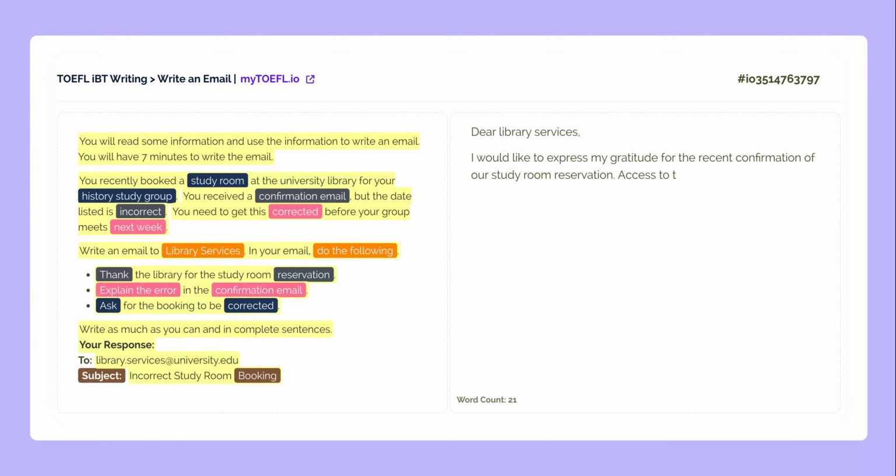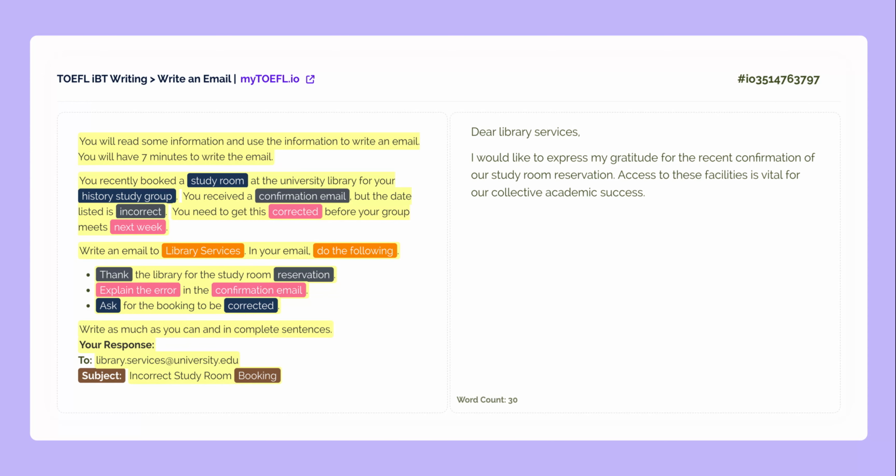Access to these facilities is vital for our collective academic success. We continue by emphasizing the importance of the room. We start with access to these facilities as our subject. Then we use is vital for to show how important it is. We finish the sentence with our collective academic success. This adds a nice touch of detail, showing the reader why this matters so much to your group.